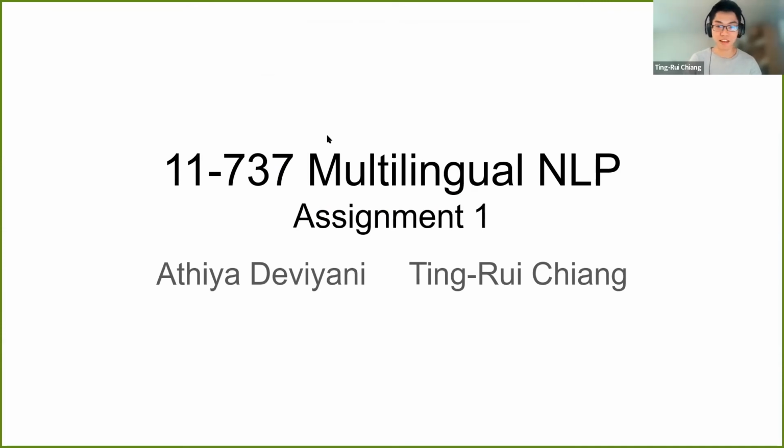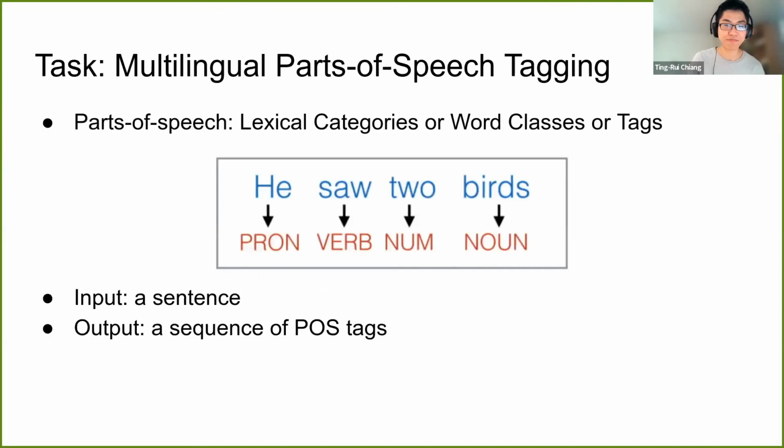Hi, I'm Tigray, and Tia is going to give some introduction. Right. So this first assignment is to give you a practical introduction to multilingual part of speech tagging. Part of speech is just lexical categories or word classes or tags. So in the example sentence, he saw 2 birds, we assign the part of speech pronoun to he, verb to saw, and so on. So you'll get a data set of sentences in different languages, and you want to output the POS tags for each of the words in the sentence.